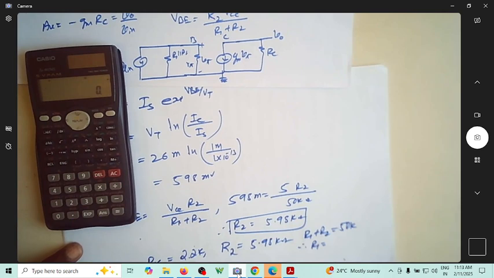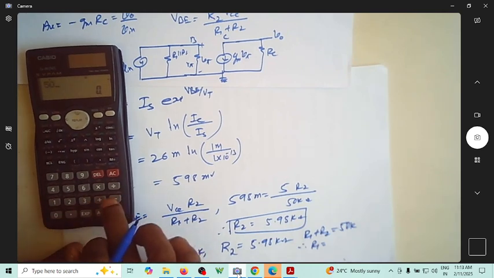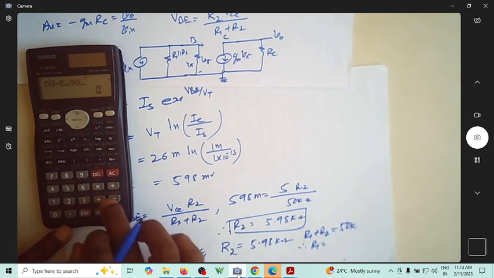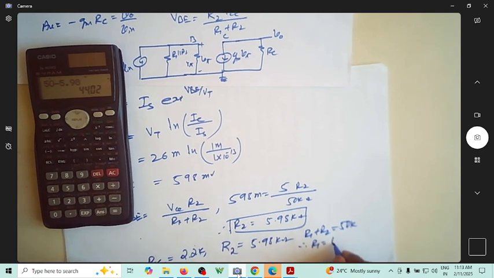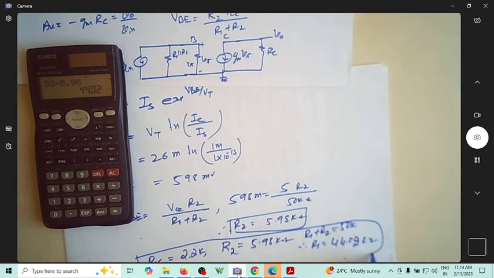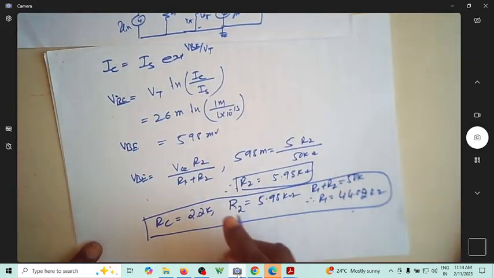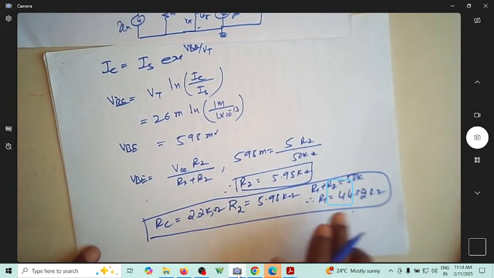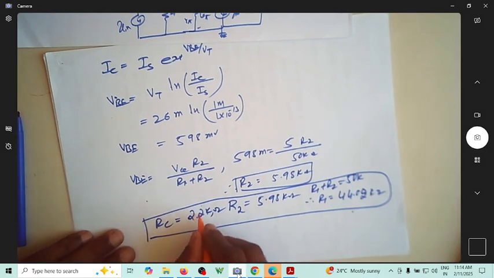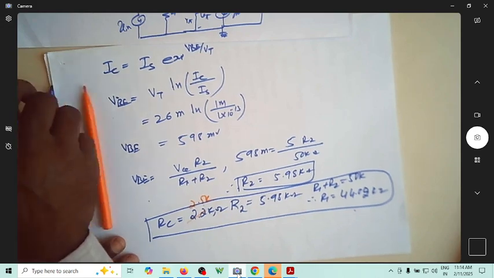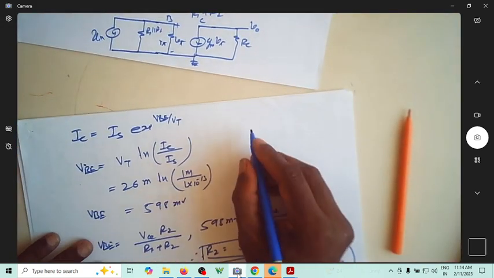How much will be R1? It is 50 minus 5.98. It is 44.02 kilo ohm. These are the values you got using the equation. You can see this is 2.2 kilo ohms, but practically you actually got it as 2.5k. So now we will use a circuit diagram.